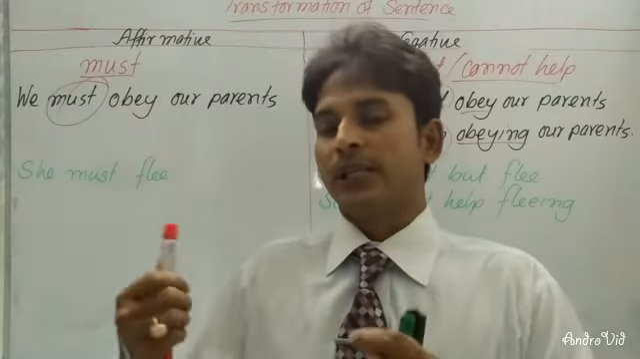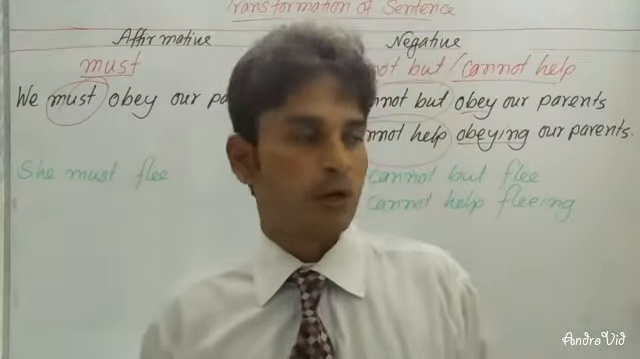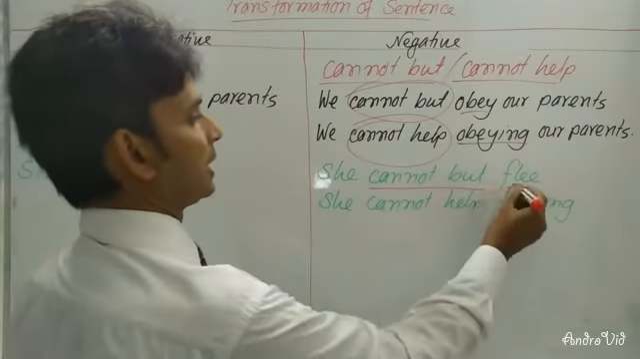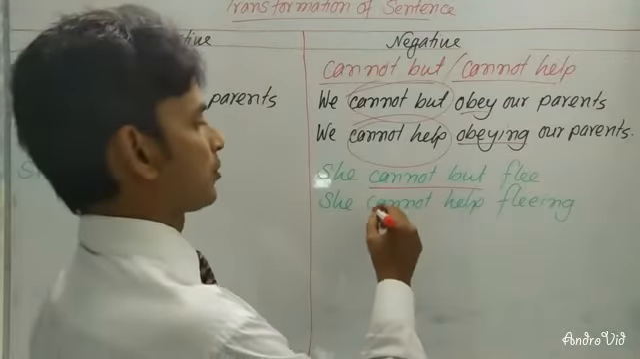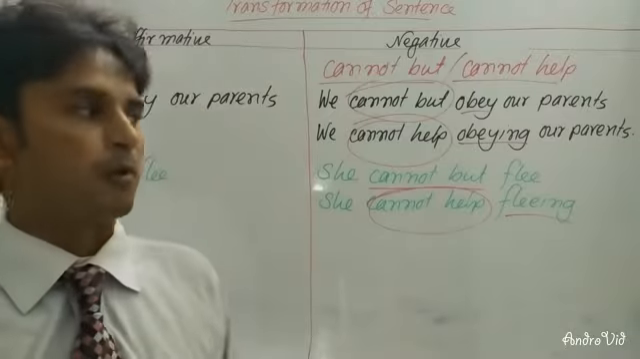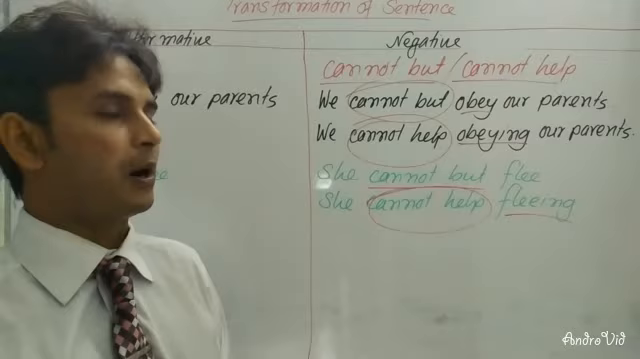verb. Or you can also use cannot help, then ing with the present form of verb. You can see here that she cannot but flee. Instead of must, I have used here cannot but, then the present form of verbs. And after cannot help, you will have to write here ing with the present form of verbs. She cannot help fleeing, or she cannot but flee.